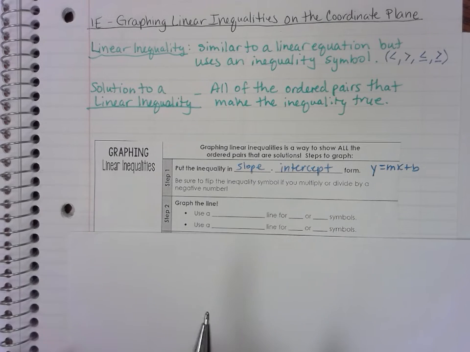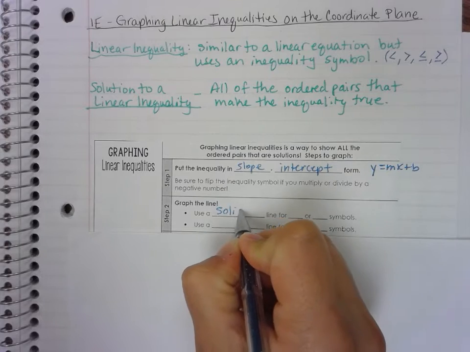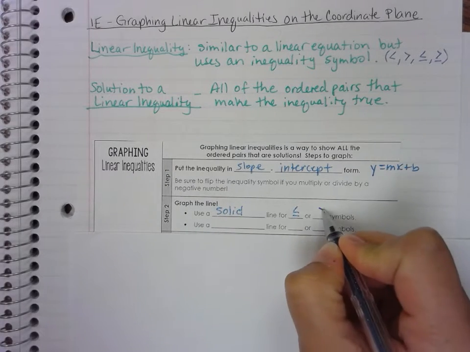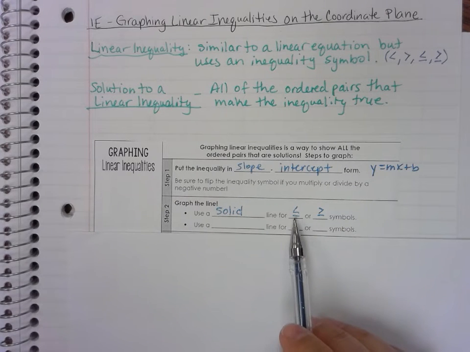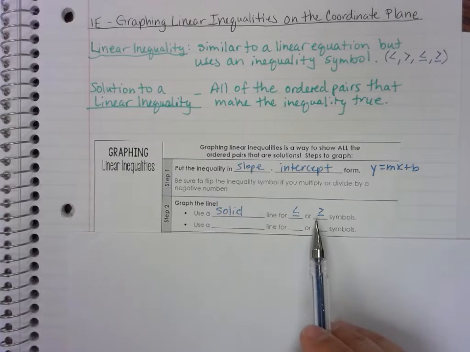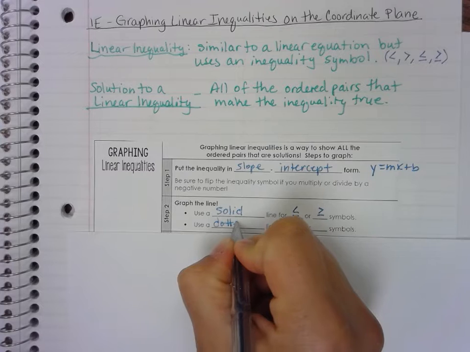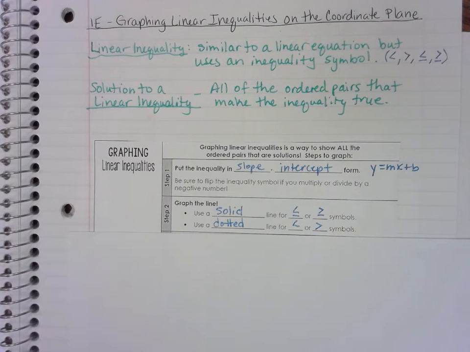Now there's two ways to graph. We want to use a solid line for less than or equal to, or greater than or equal to symbols. What this means is that I can actually be equal to anything that's on the line. Where we want to use a dotted line for less than or greater than. So this means that anything that's on the line is not actually included in our solution.